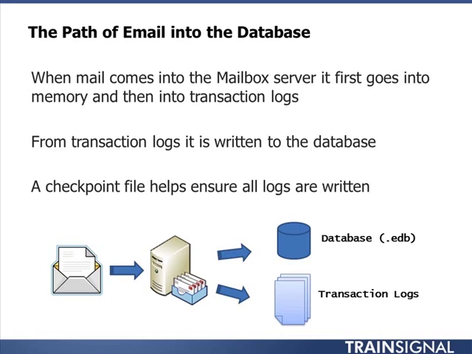Now, if a failure were to occur, let's say the email has come in, it's gone through memory, it's been written to transaction logs, and let's say these logs have not been written into the database, and the system goes down. How does the system recover? Is that email lost? Well, there's a checkpoint file that helps to ensure all logs are written to the database. So when the server comes back up, the checkpoint file is looked into, and in the event there are any transaction logs that have not been committed to the database, those logs will then update the database, and this helps to keep the database up to date.